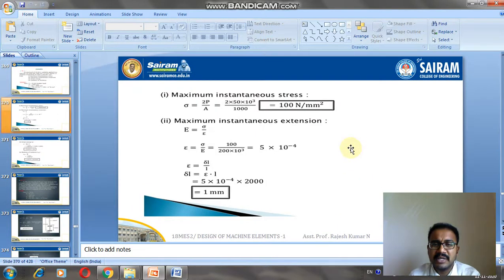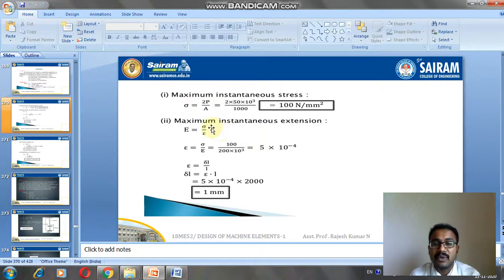First, maximum instantaneous stress. What is the formula to find out maximum instantaneous stress? It is 2P by A. Just now we discussed, if the falling height value is not given, only the sudden load, then directly we can use this formula. So let me substitute. The P value is 50 into 10 power 3, and area is 1000. After the simplification, the maximum instantaneous stress value is 100 Newton per square mm. Otherwise, you can directly use the final formula, where you can substitute the h as 0, since the falling height value is not given.